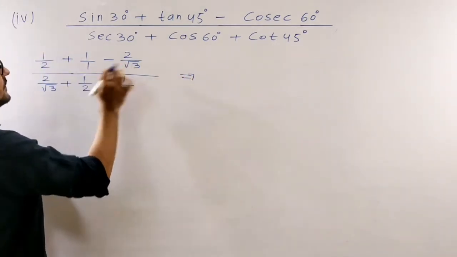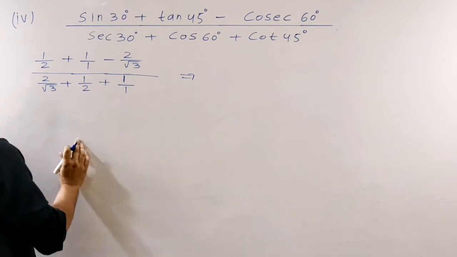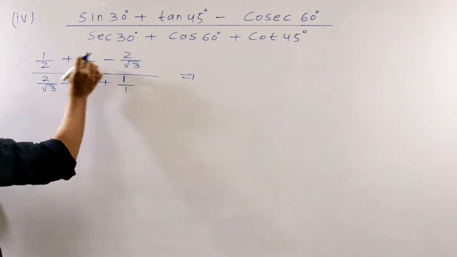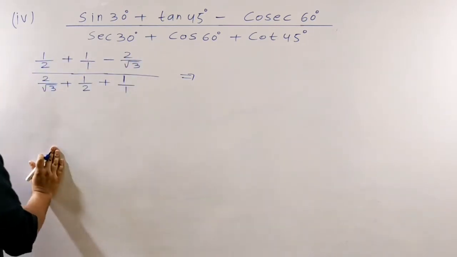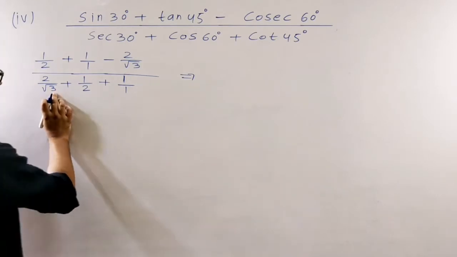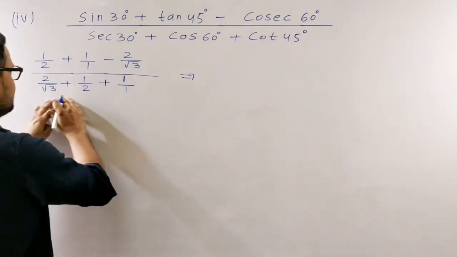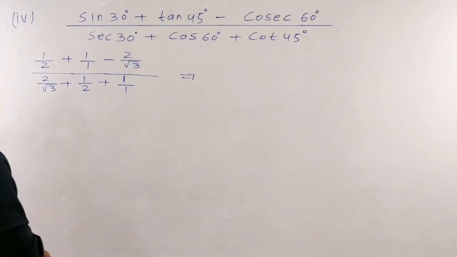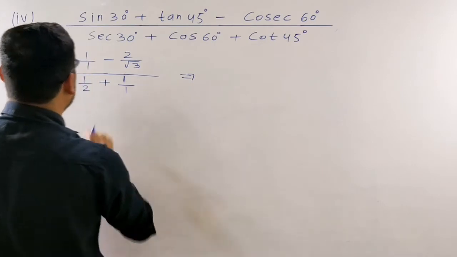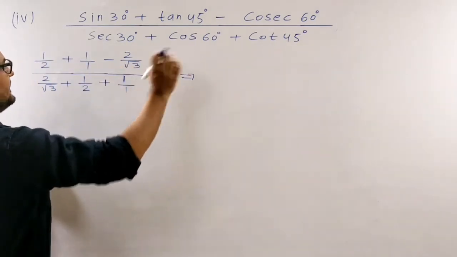The LCM is 2 root 3. It means all the denominators we have to convert to 2 root 3. Again, root 3 into 2 is also 2 root 3. This denominator also we have to convert to 2 root 3. So what we can do, we can continue, or I'll do one more step.